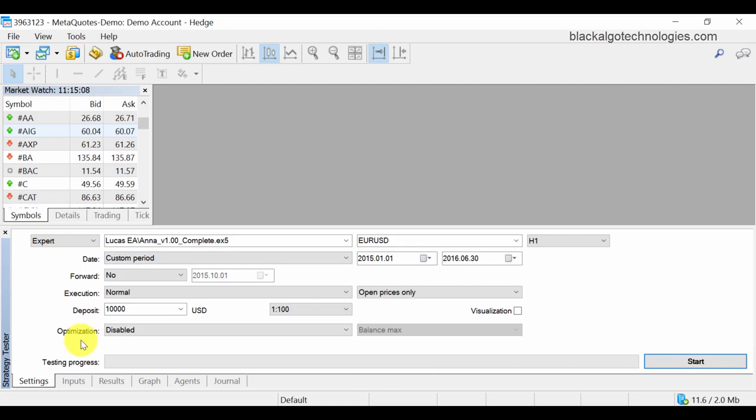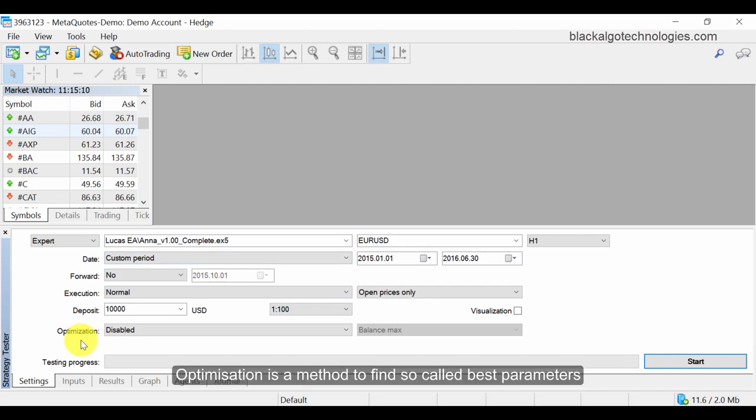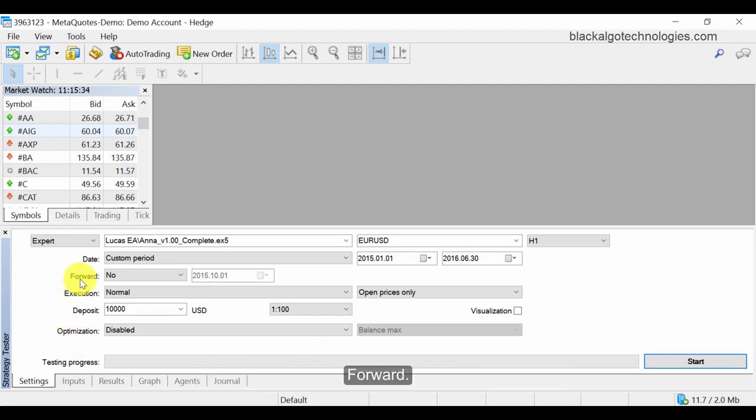Optimization. Optimization is a method to find so-called best parameters based on historical data and use that to trade. We have reserved an entire chapter on optimization, so we will skip this for now.